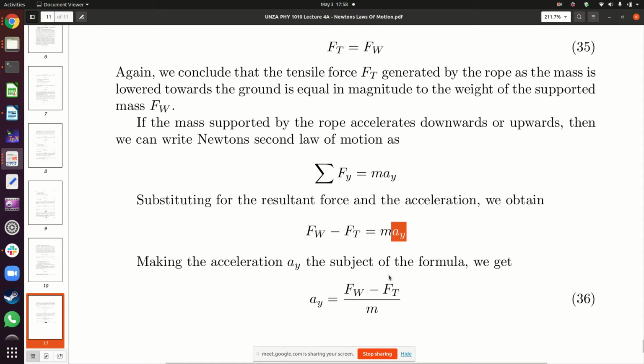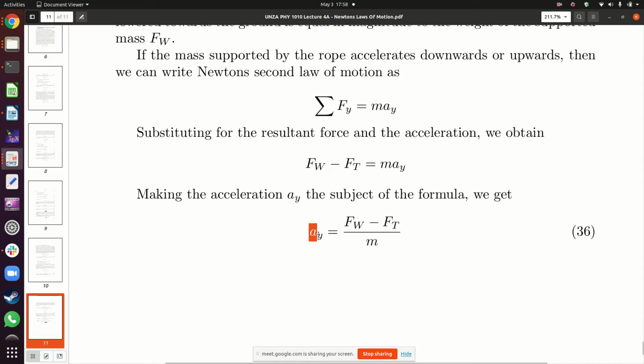What we are interested in is how you get the acceleration. Since you have an expression of the resultant force on this side, Fw minus Ft, what you want is the acceleration. So you divide both sides by m, so that you get Ay is equal to the weight minus the tensile force in the rope, divided by the mass. So this is going to give you an expression of your acceleration.